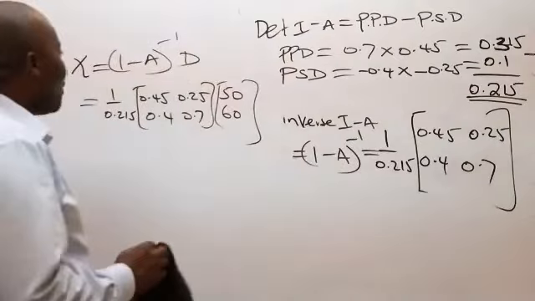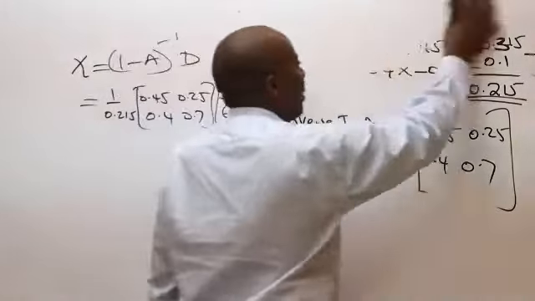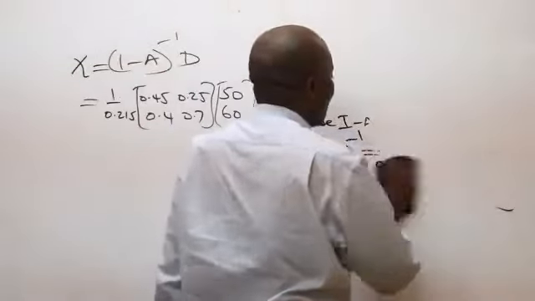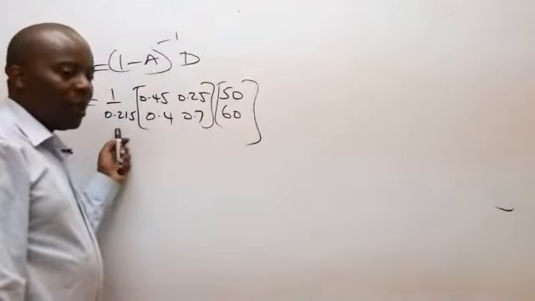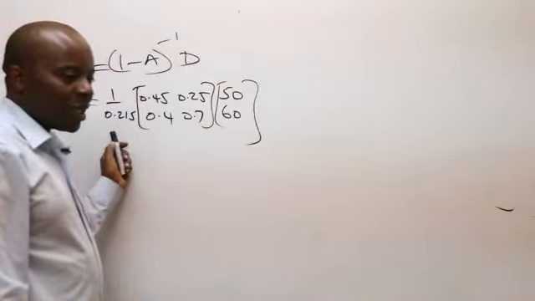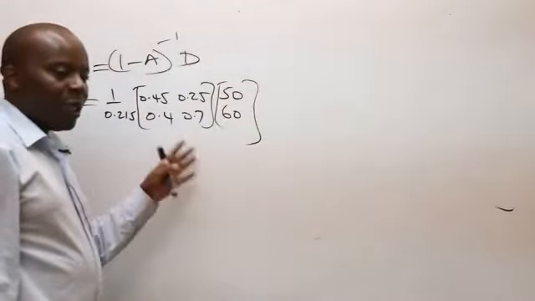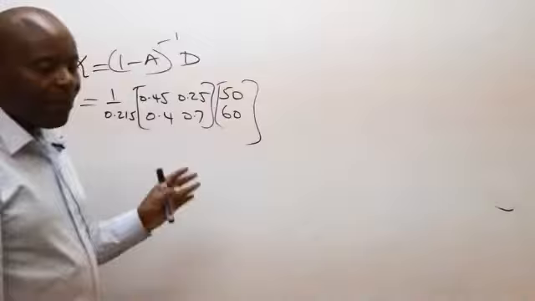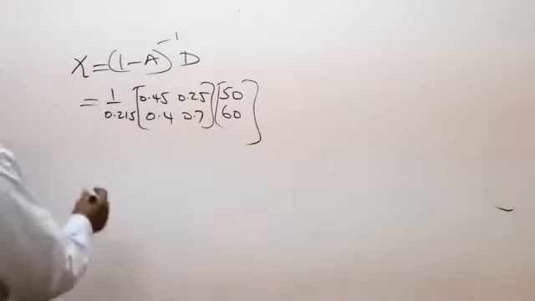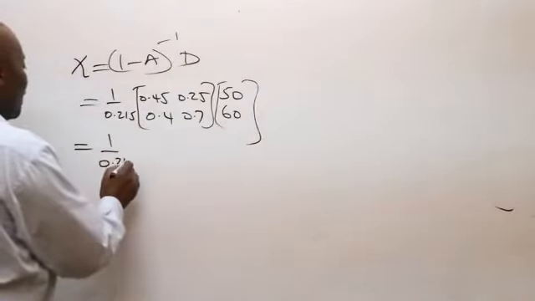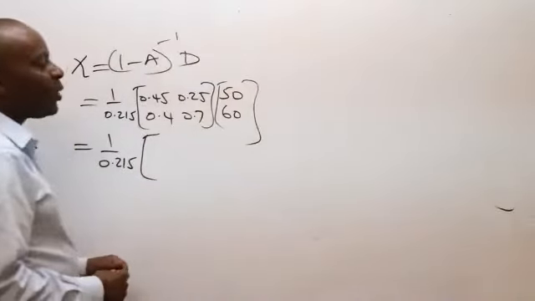Having gotten this correctly, what you're supposed to do next: the one that we have outside here is called a scalar. So basically you multiply the matrices first. We give matrix multiplication priority. The scalar will be left outside. So we have 1 over 0.215 into the product of our matrices.